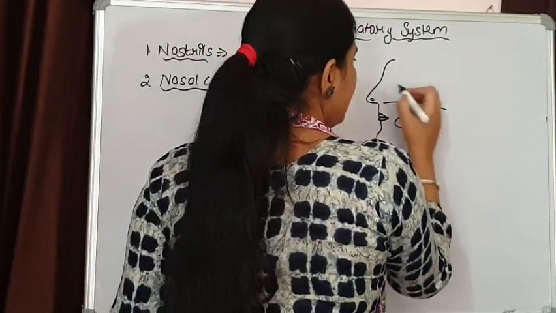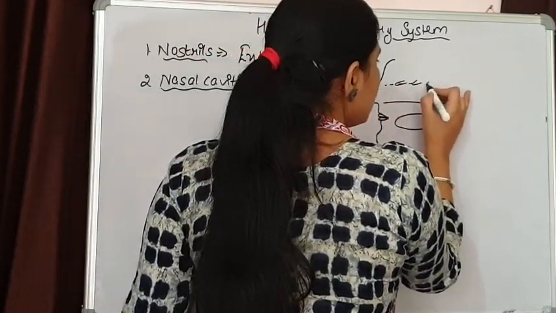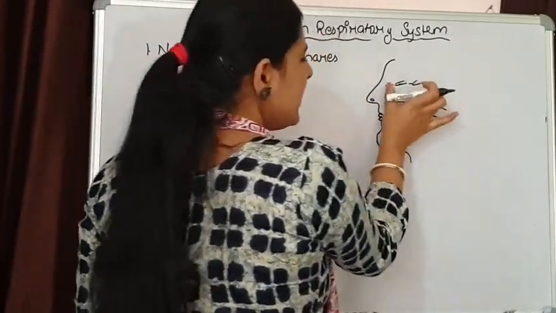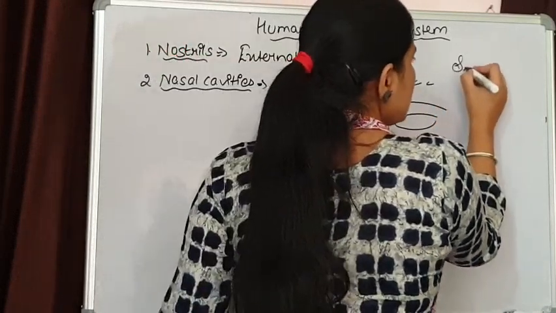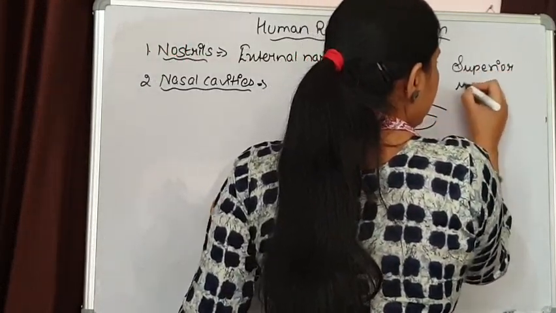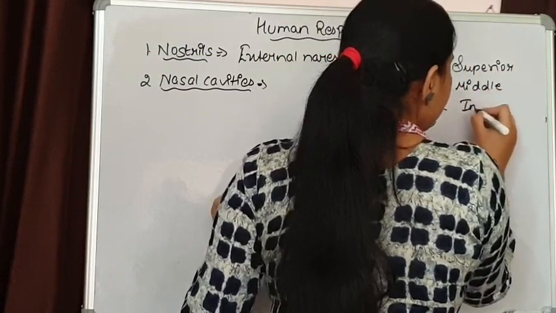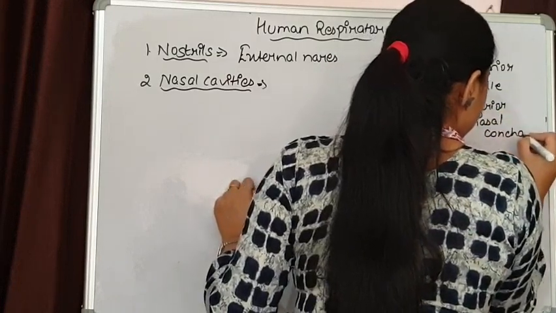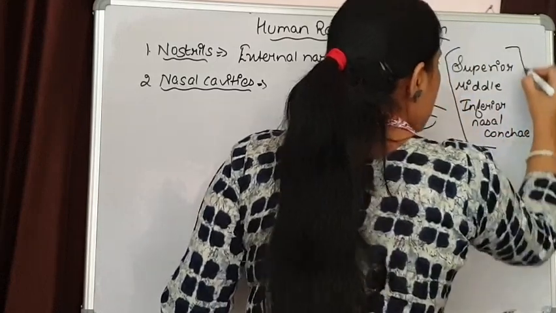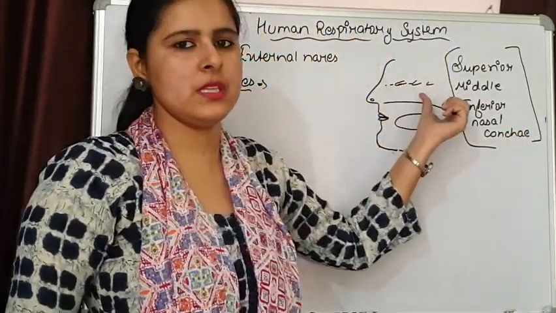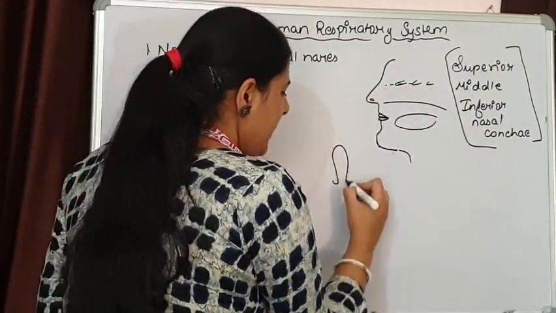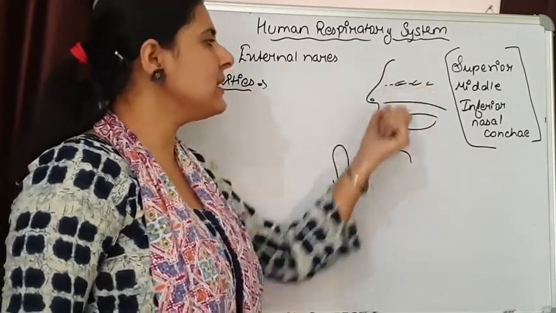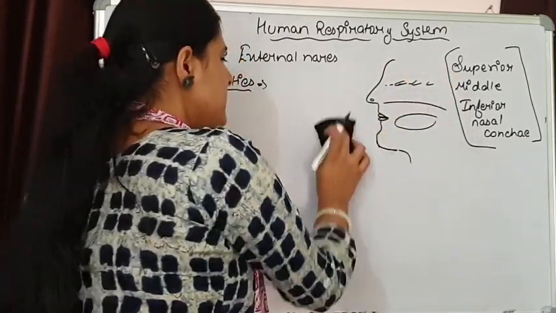Now this nasal cavity is showing some ridges. Some bulging structures are present over here, and these are three bulges, three ridges known as superior, middle and inferior nasal concha. All these three structures are basically increasing the surface area. Whenever we talk about bulging portions, just like villi and microvilli present in the small intestine, just like that these bony ridges are basically increasing the surface area.